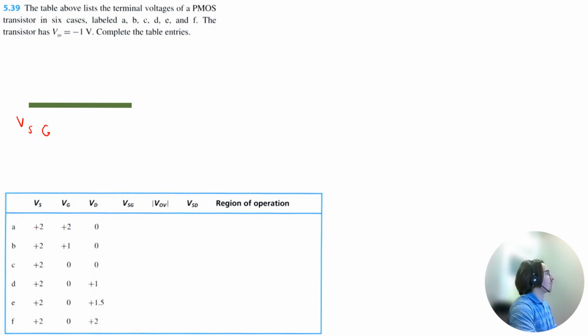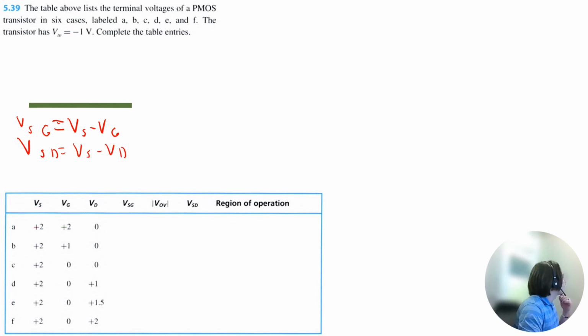Voltage from source to gate is simply just voltage from source minus voltage from gate. Voltage from source to drain is equal to voltage from source minus voltage from drain. And the voltage V overdrive is equal to voltage from source to gate minus the absolute value of threshold voltage.